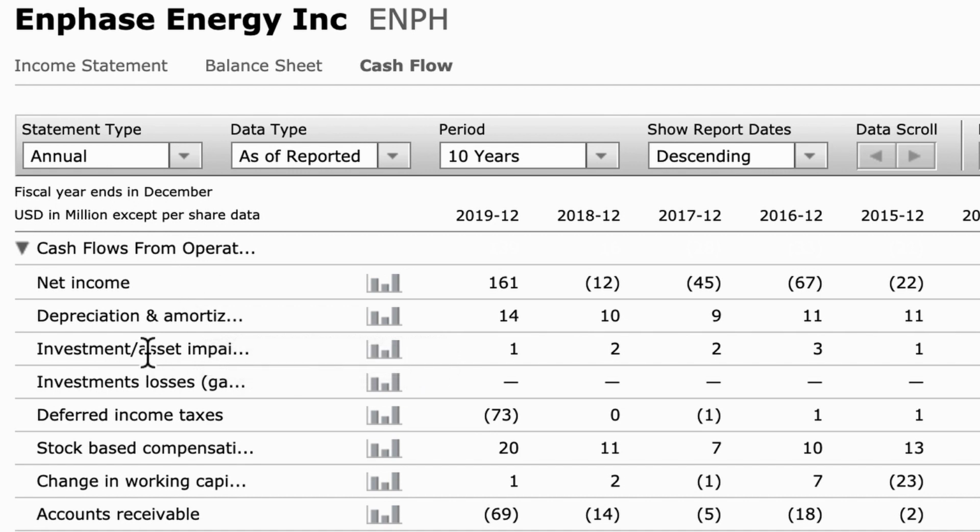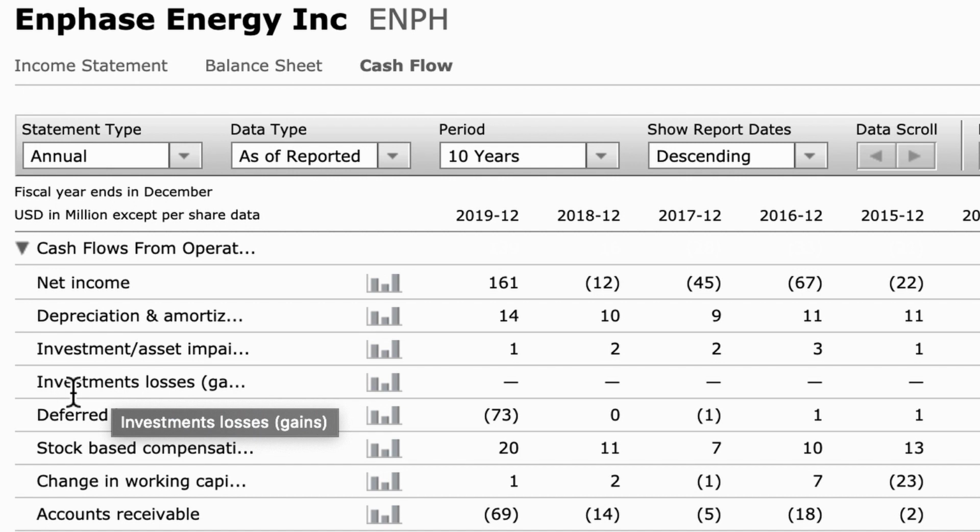Down here we have investment asset impairment charges, and this is when the market value of a company's asset decreases below its book value. Book value in this case represents a particular asset, and it's taking into account the depreciation. And when it comes to depreciation on the cash flow statement, it's not actually leaving the business because they already paid for it. So it's recorded as a positive number.